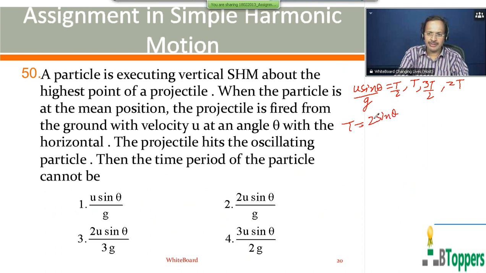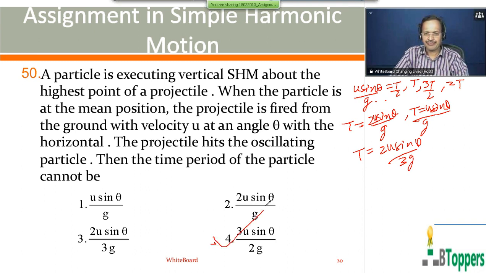2u sin theta by g cannot be the answer, because you have to find which one is not possible. You consider the first and second, T equal to u sin theta by g. First and third, T equal to 2u sin theta by 3g. That is, it cannot be 3u sin theta by g. That means the fourth option is the answer.